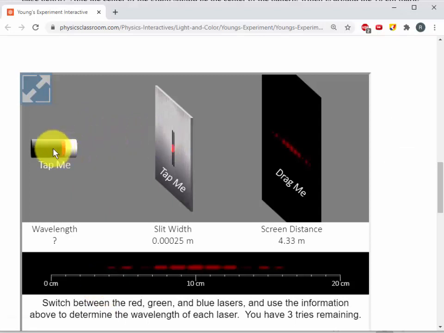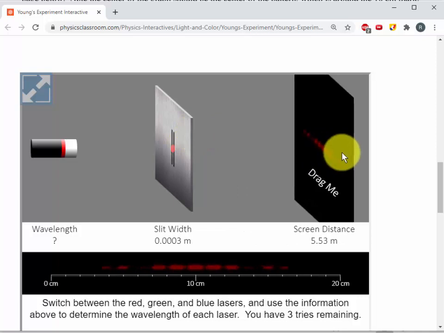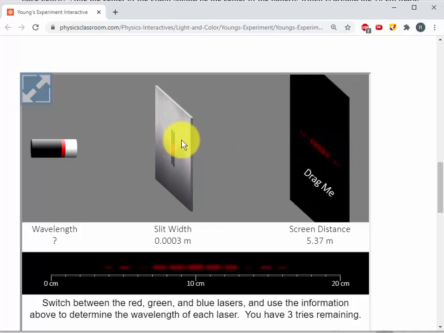So here we have the laser. You can tap on that and change the color. We want to use the wavelength. You can tap on this and mess around with the slit separation. You can see it changing right there. And you can also drag this around. So if I were to go ahead and do this, I would come down here to the 10 centimeter mark. That's going to be the quote-unquote center.